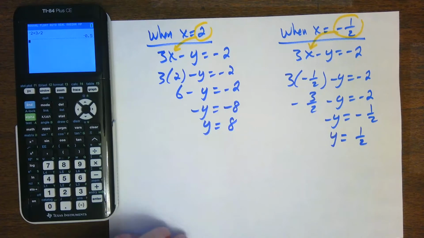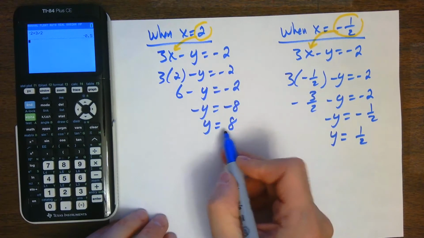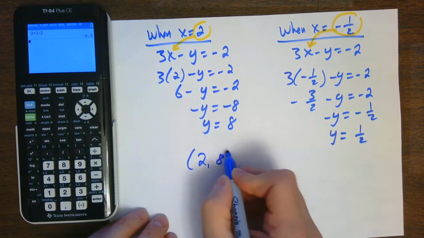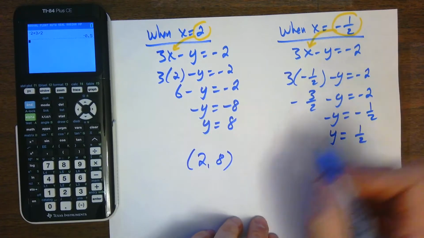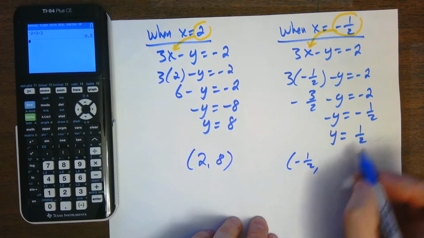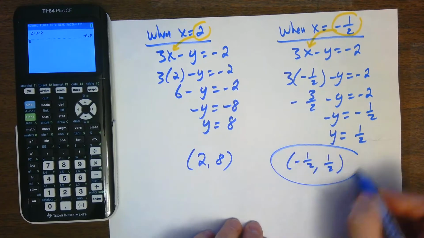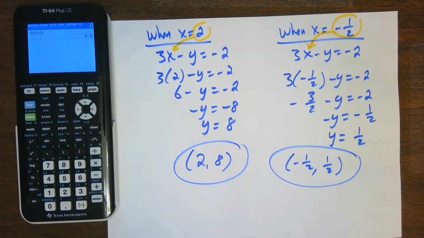In other words, when x is 2, y is 8. I get the point (2, 8). When x is negative 1/2, y is positive 1/2. I get the point (negative 1/2, positive 1/2). So I think that these are the points of my intersection. So here it is. We solved it algebraically. Now let's actually do it on the calculator.